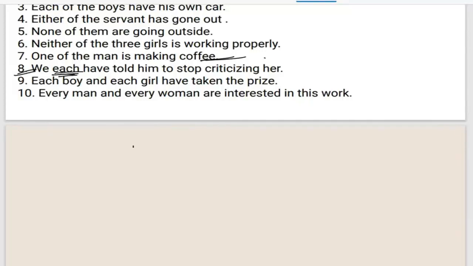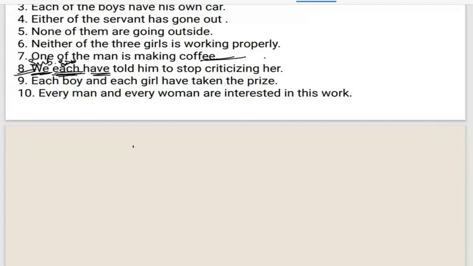When each is not used in the starting of the sentence, then it does not behave as the subject of the sentence. What I mean is that in this sentence, we each have told him to stop criticizing her. Since each is used in the middle of the sentence, each is not the subject, and we won't put the verb according to each. So here the subject is we, and we will be putting the verb according to we. We is plural, so we are using a plural verb.